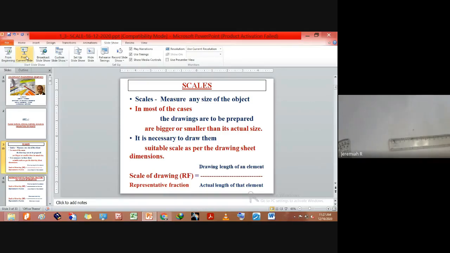When there is a big building and I want to draw it on a drawing sheet, that time we have to use the scales. Or sometimes I want to represent a distance traveled, maybe 50 kilometers, 60 kilometers, 70 kilometers. A car is traveling 50 kilometers, and I want to represent that on a drawing sheet. So we cannot use this scale; we have to go for some different scales. That's what we are going to do.